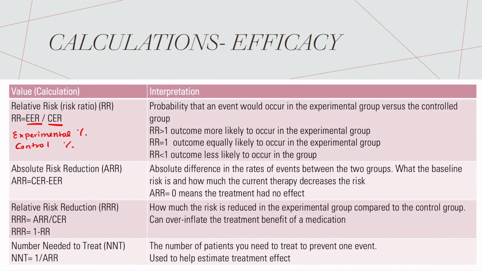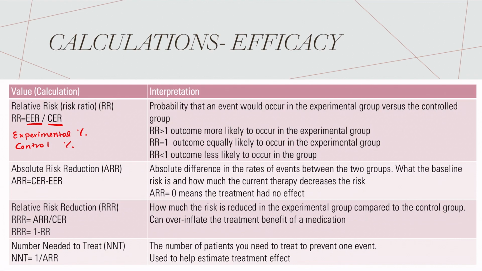So your relative risk, or your risk ratio, also known as RR, is really just the probability that something is going to occur in the experimental group versus the controlled group. If it's greater than 1, it means that it occurs more frequently, and that would make sense because they would have a higher number in the numerator versus the denominator. If it's equal to 1, then it's equal. And if it's less than 1, then of course it's less likely to occur.